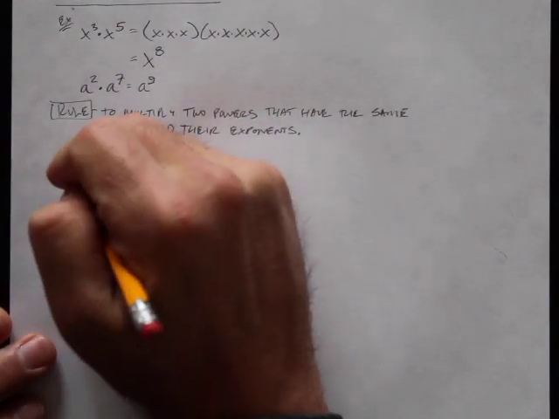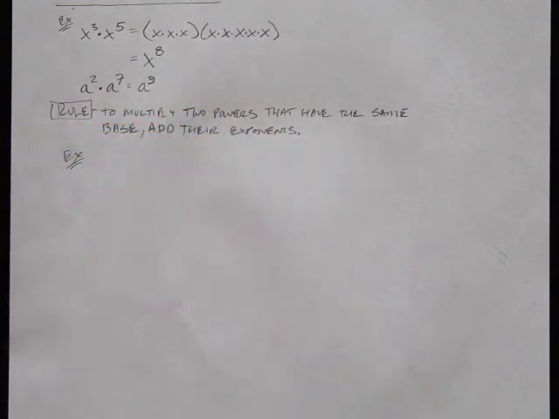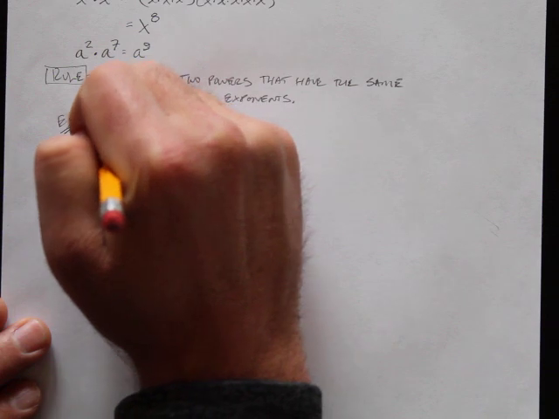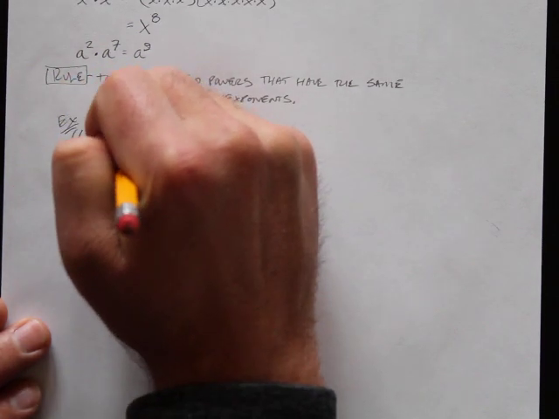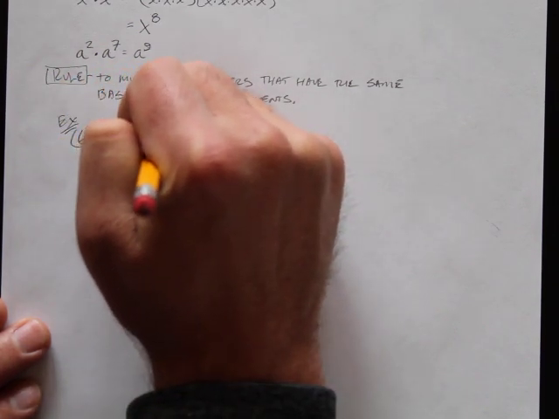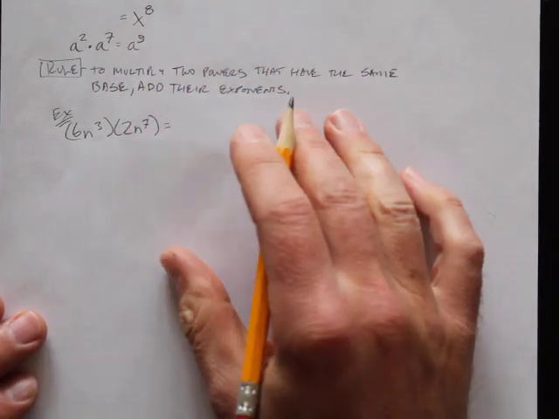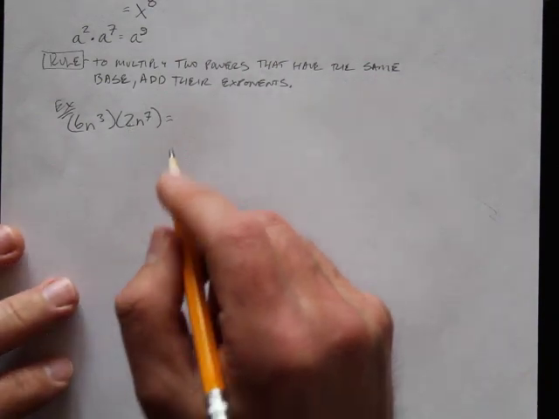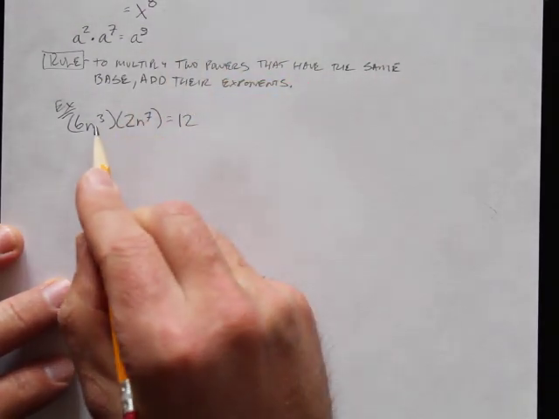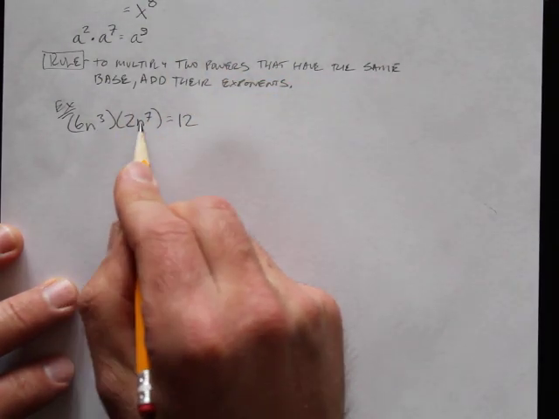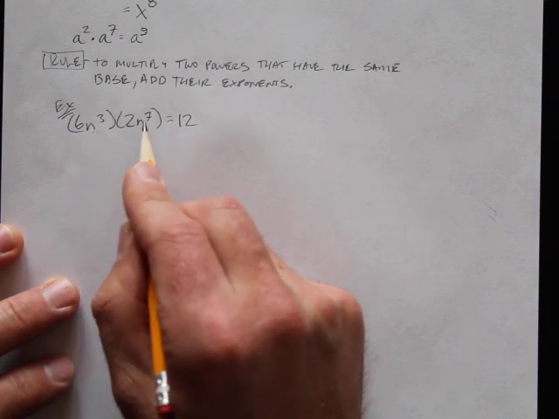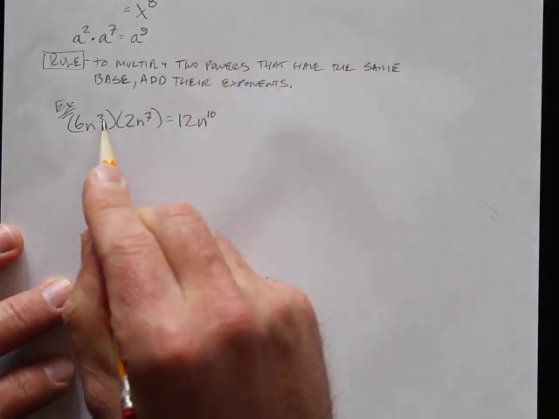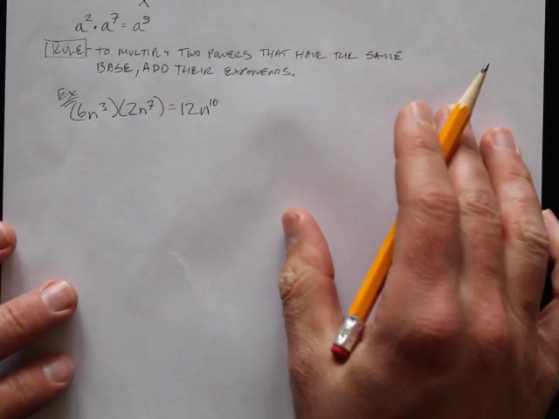Let's do another example. This time, I've got 6n cubed times 2n to the 7th power. So in this situation, I multiply the 6 and the 2 together, and that gives me 12. And then I look at the variables here, n cubed times n to the 7th, n to the 10th. I add 3 and 7 to get 10.